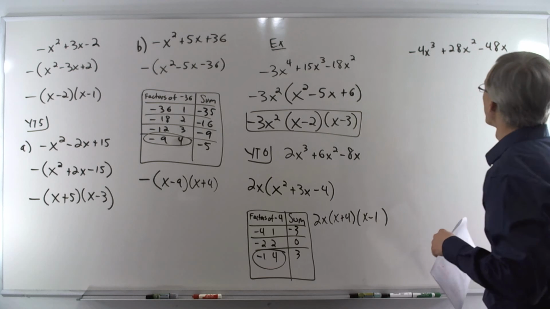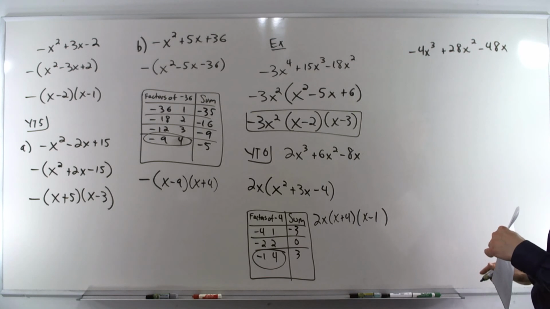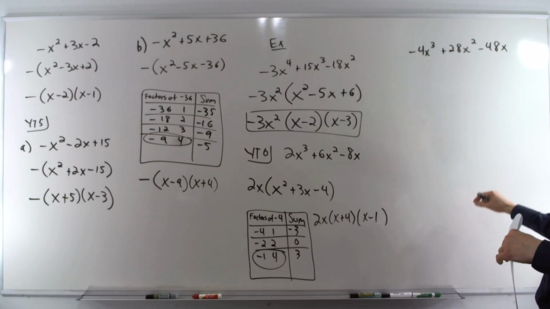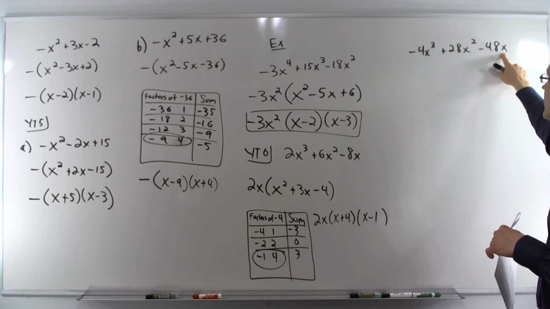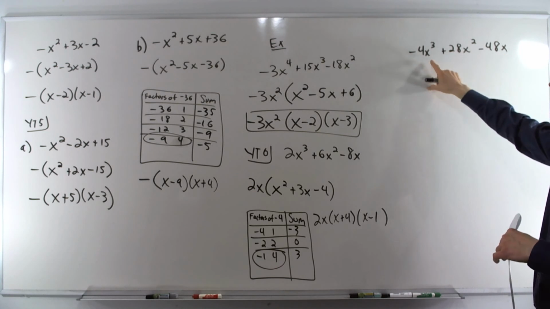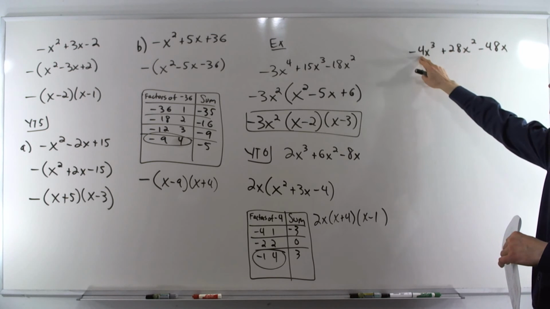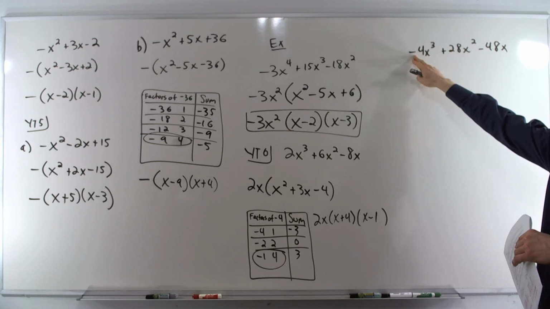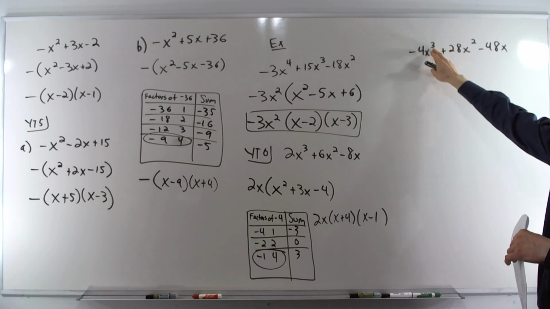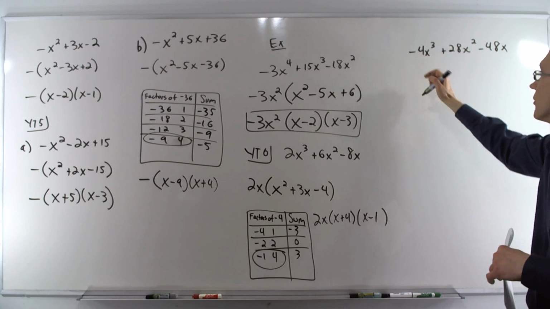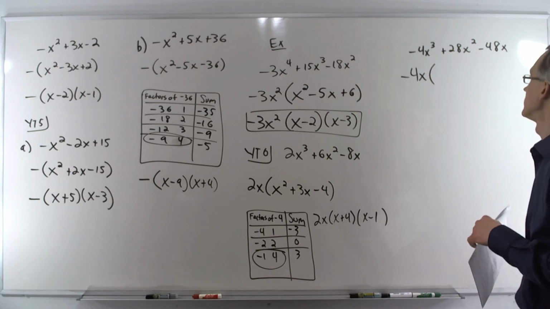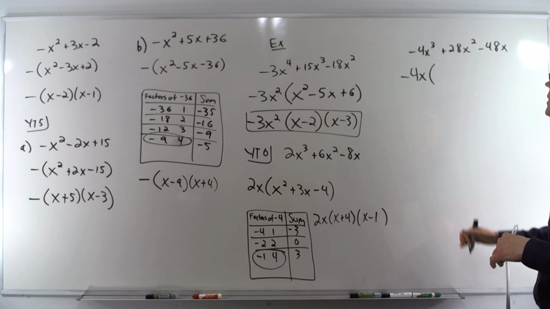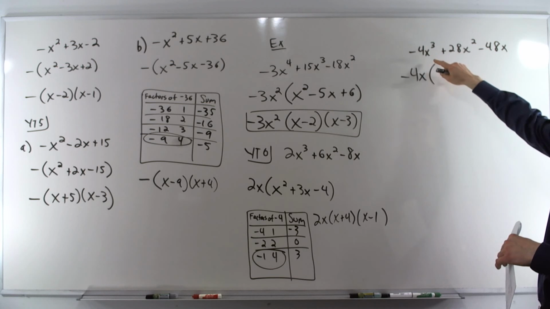All right, next one, -4x to the third plus 28x squared minus 48x. So we've got at least one x in each of the three terms, so we'll factor that x out. And each of these is divisible by 4. And we have a negative out front, the highest order term. So we're going to factor out -4. So -4x will be our GCF. Now we'll take each of these and divide by -4x.